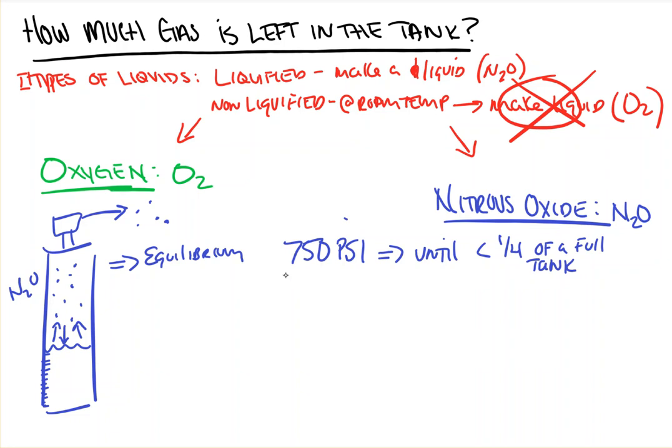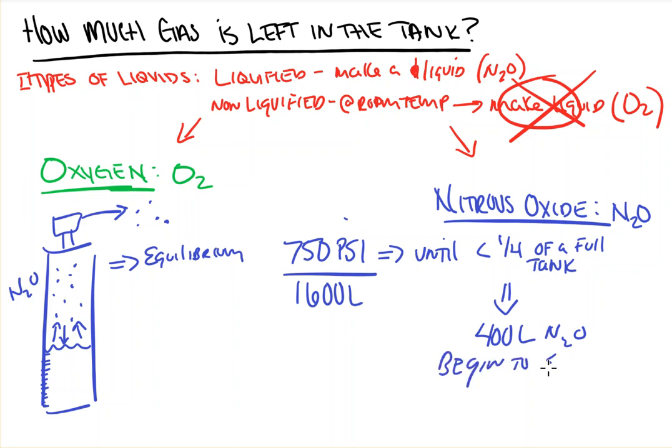Now, a normal full E cylinder of nitrous oxide is going to contain 1,600 liters, which means that at 1/4 total volume, at 400 liters of nitrous oxide, you will then begin to see a drop in pressure. And this is very important because it means that for any reading of 750 psi on the nitrous oxide tank, it is impossible to know how much is actually left, strictly with math.